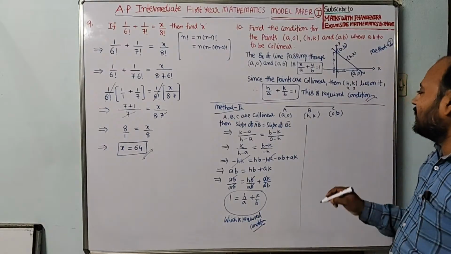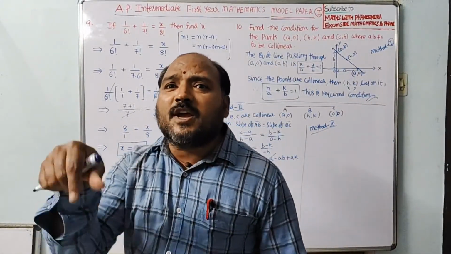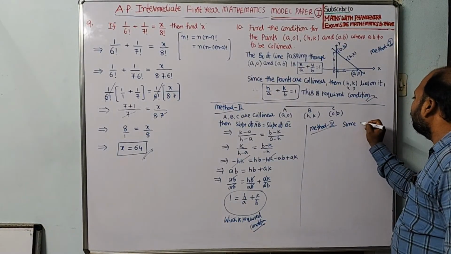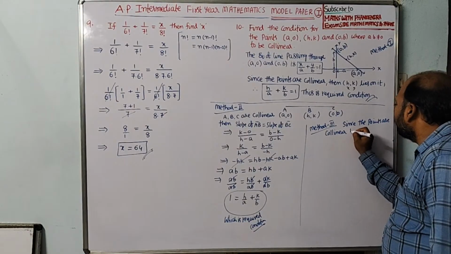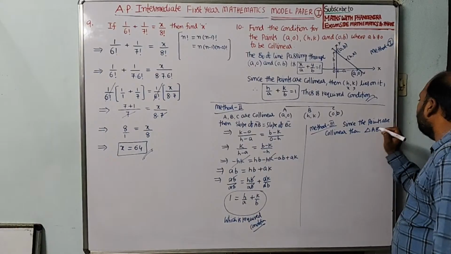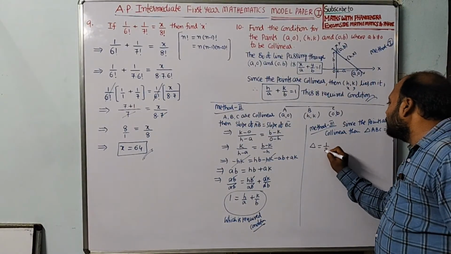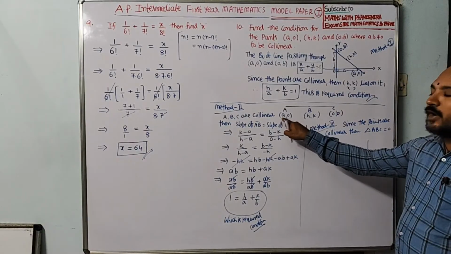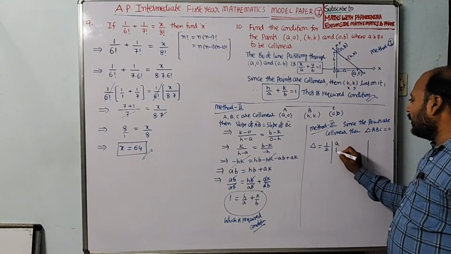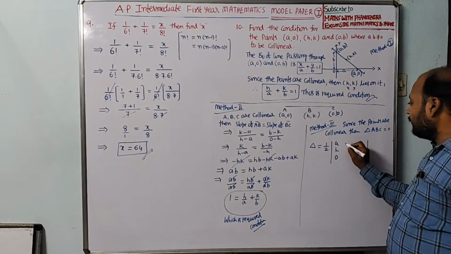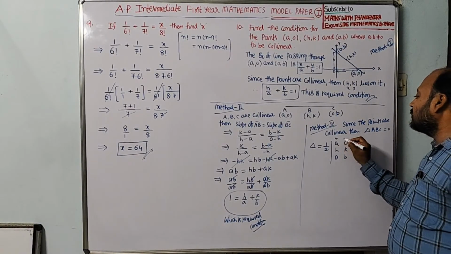We'll go to the third method, method 3. In method 3, when the points are collinear, the area of the triangle equals 0. Since the points are collinear, triangle ABC equals 0. Even while finding the area of a triangle we have different formulae, but generally I am writing delta equal to half into the determinant: first column the x coordinates of all 3 points, a, h, 0; second column the y coordinates, 0, k, b; in the third column, all ones.